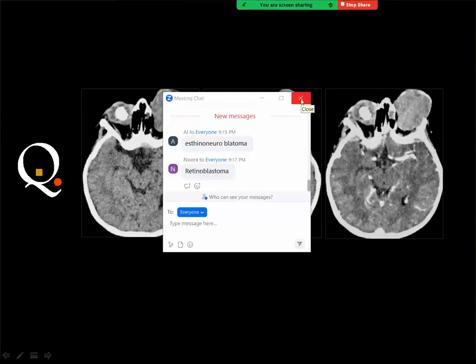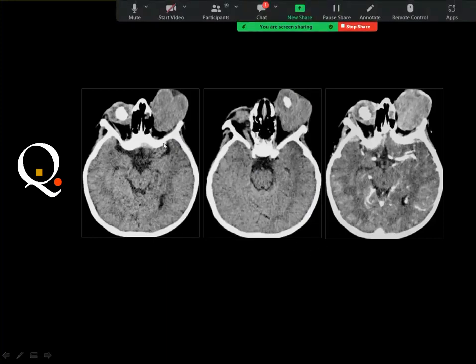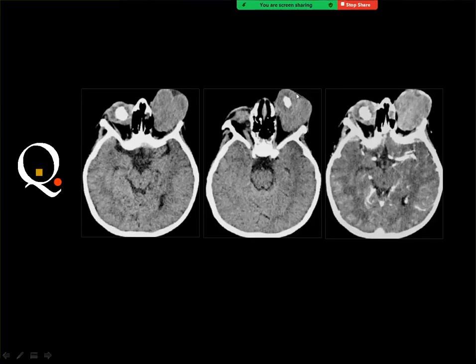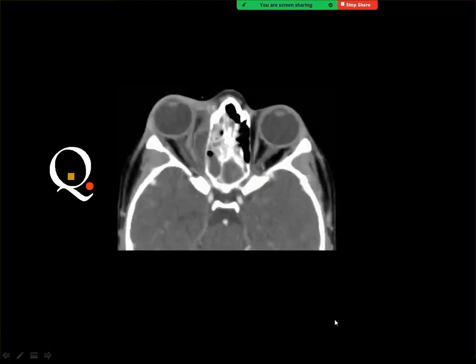Yes, which side? Retinoblastoma. Which side? Bilateral retinoblastoma. Yes, this is bilateral retinoblastoma. The tumor on the left side is very big and has extended outside the confinement of the globe, and it contains dense calcification, as you can see. The right side tumor is represented by a dense mass of calcification inside the orbit and some soft tissue component. The answer is bilateral retinoblastoma.